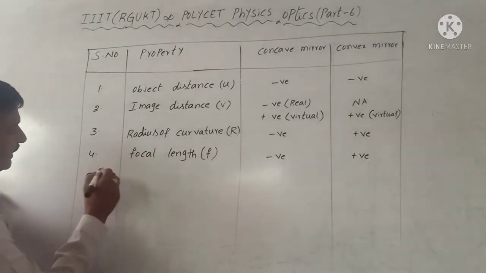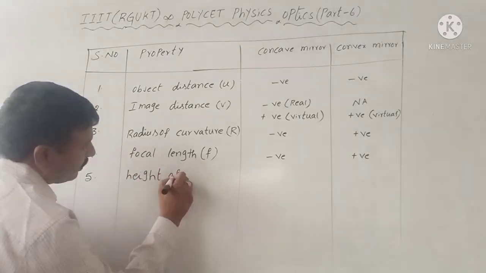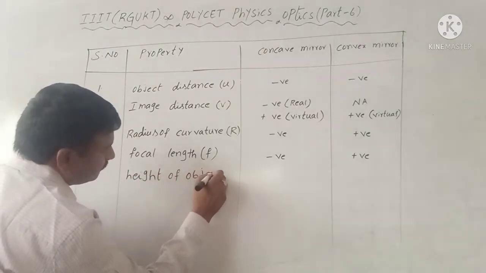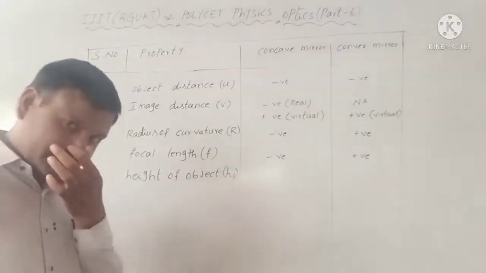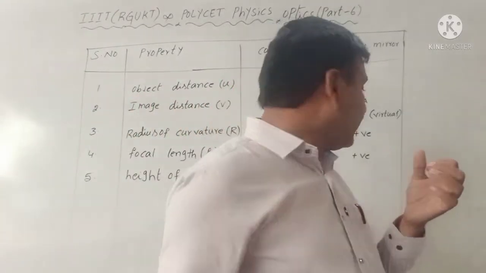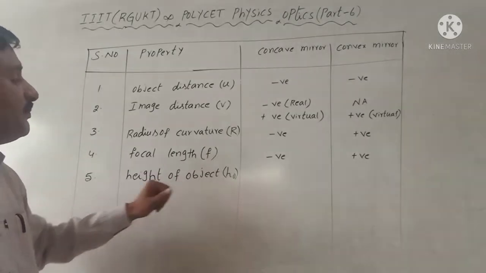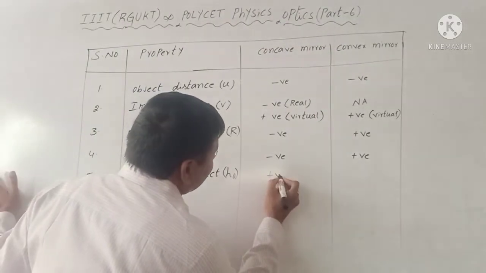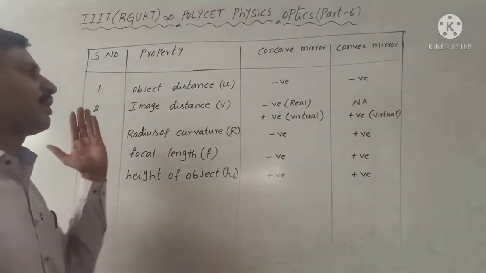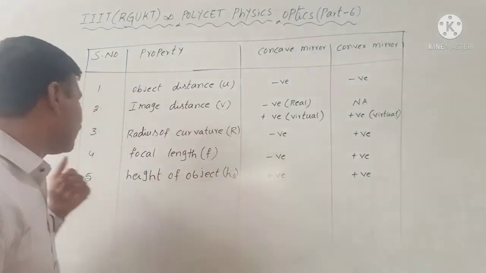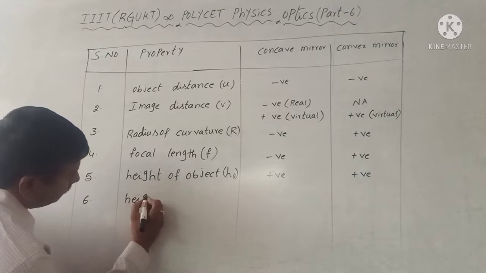After that, height of object, HO. Height of object is taken positive on both sides. Either concave side or convex side, it is always taken positive. Height of object. And then height of image.